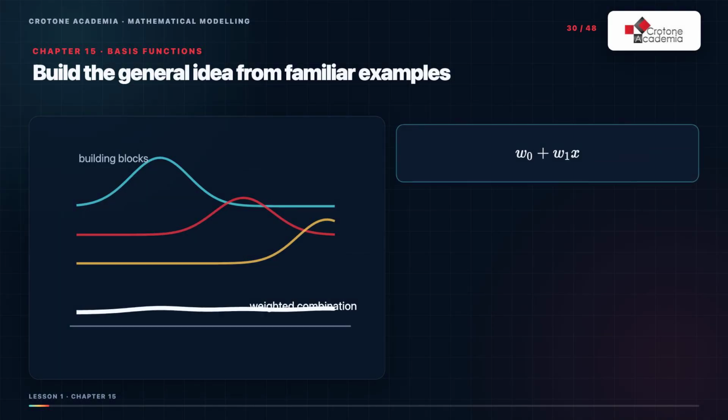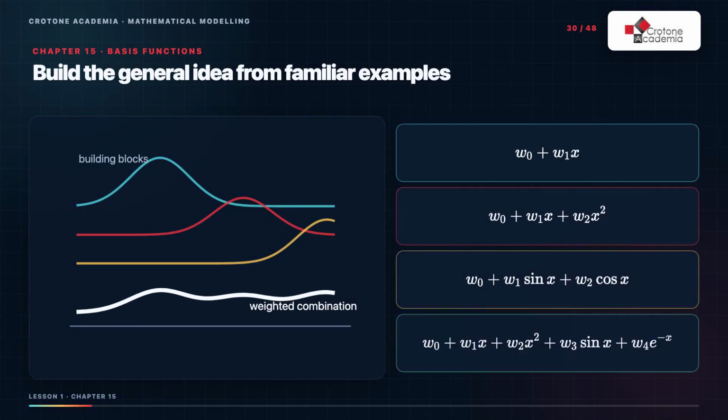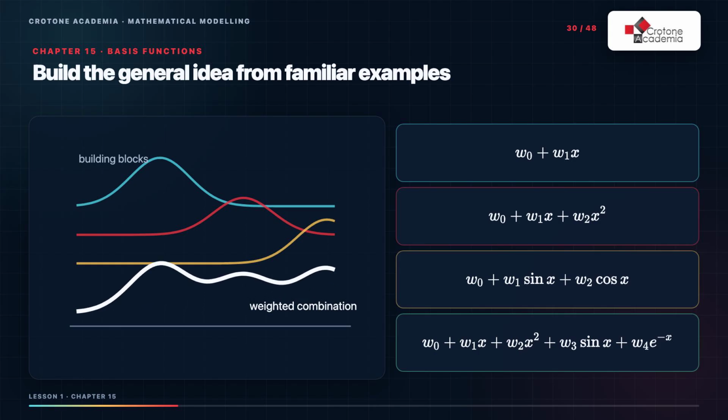We can now name the building blocks. The straight line model uses 1 and x. A quadratic adds x squared. A cubic adds x cubed. A periodic model may use 1, sine x, and cosine x. A mixed model may include x squared, sine x, and e to the negative x. These selected functions are called features or basis functions in this introductory setting. Strictly, the word basis has additional independence and spanning requirements in linear algebra. Here, we use the term for chosen functional building blocks, without claiming every arbitrary collection is a formal mathematical basis.